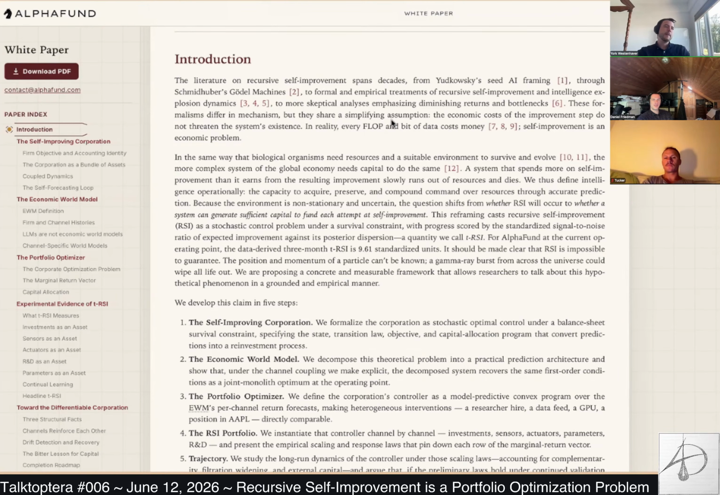self-improvement process, because it includes many of the constraints and the costs, the liabilities and the assets that are required to understand how that process will actually unfold, most likely in the real world, if it turns out to be a language model company. Well, that's kind of the first point here: we say every flop, every bit of data costs money.